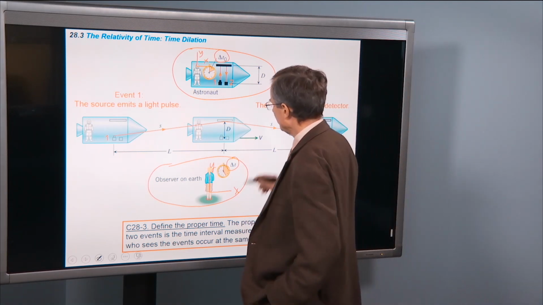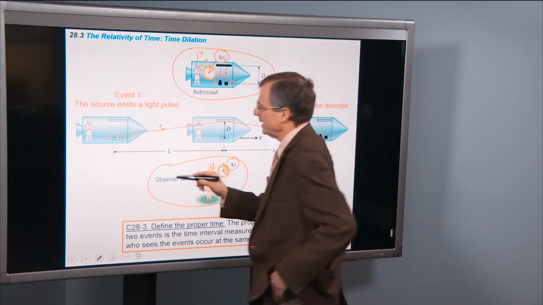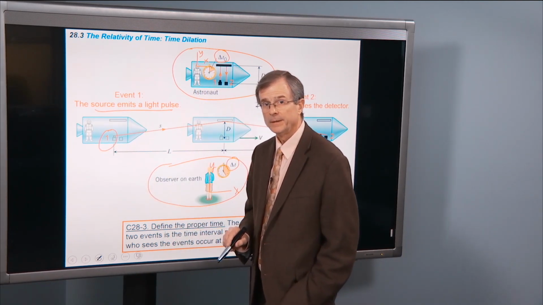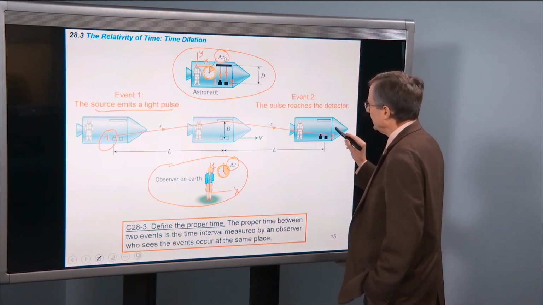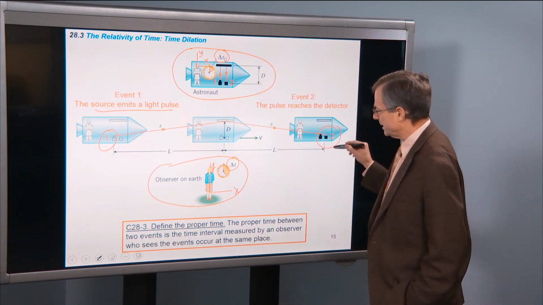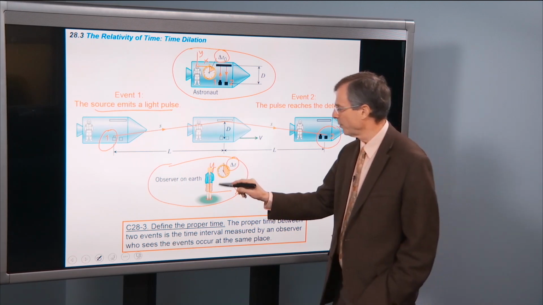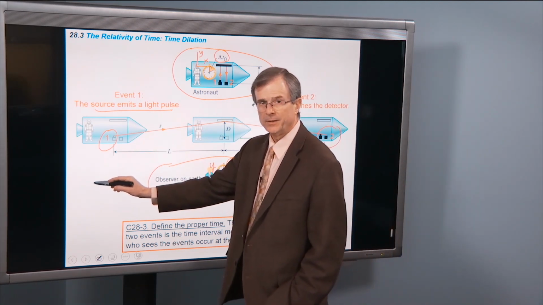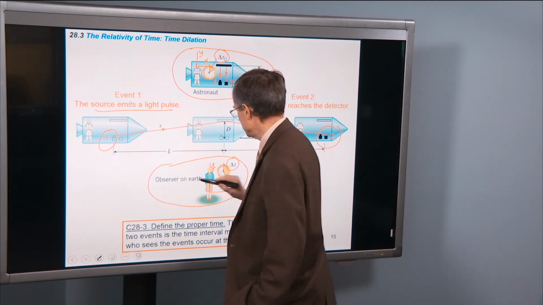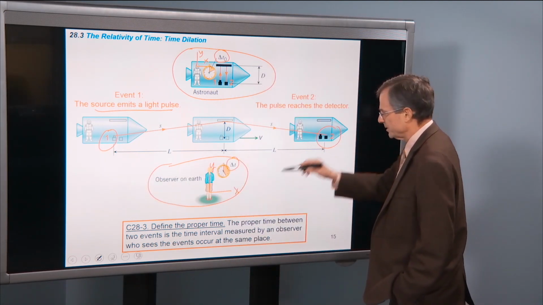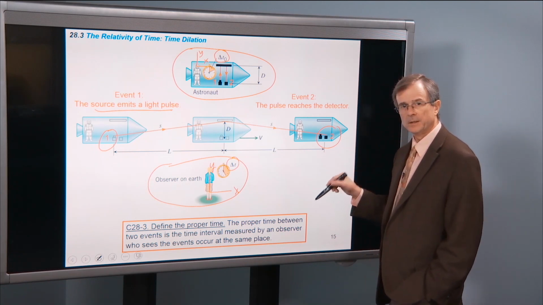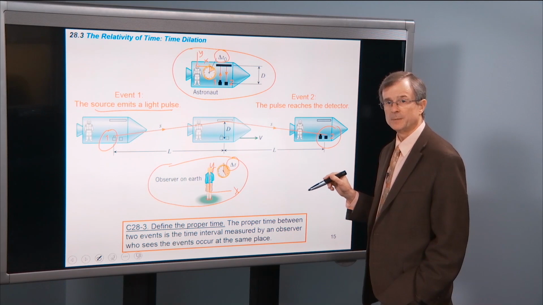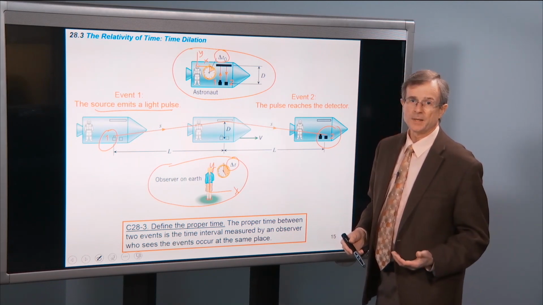Well, from her point of view, event 1, when the source emits the light pulse, the rocket's over here. And when the light pulse reaches the detector, the rocket's over here. So from her point of view, the first event was at a negative x out here, negative 500 meters or whatever it is. And then the second event is at x that's positive out here, x equals plus 500 meters. Minus 500 meters over here, plus 500 meters. They're not occurring at the same place.